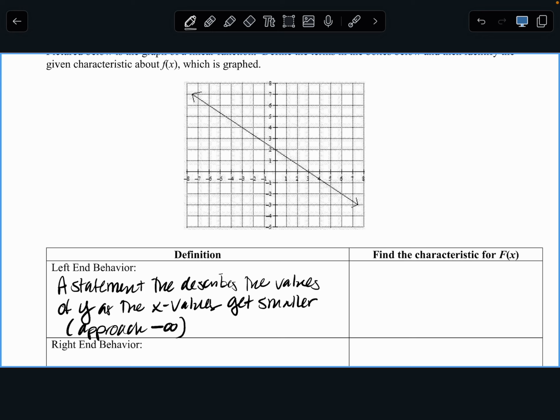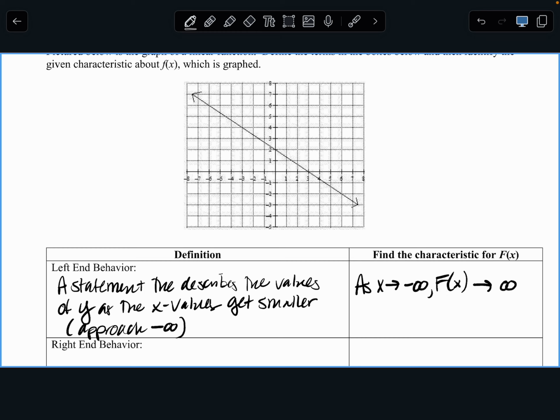negative infinity, right? So on this graph, as our x values go to the left, as we move left on the graph, but we're on the graph, what are our y values doing? So as my x values go way to the left, my y values just keep getting larger and larger and larger. They head towards positive infinity. So we say as x approaches negative infinity, and we use that arrow for approach, f of x approaches positive infinity.